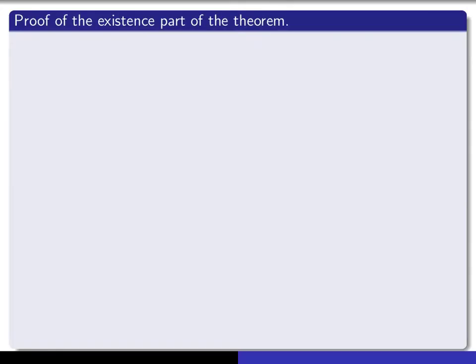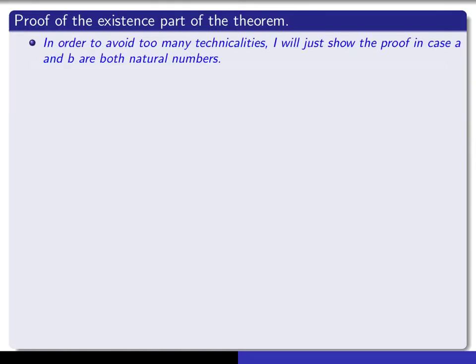So let me first show you the proof of the existence part of the theorem. The uniqueness part of the theorem is actually quite simple, and we'll leave that for the last page of this lecture. But for convenience, and in order to avoid too many technical details, because I don't want to cloud the issue with too many ideas here, I'm just going to show you the proof in case a and b are both natural numbers, even though the theorem is true in greater generality, when a and b are not necessarily positive.